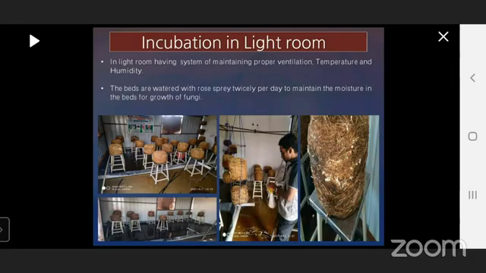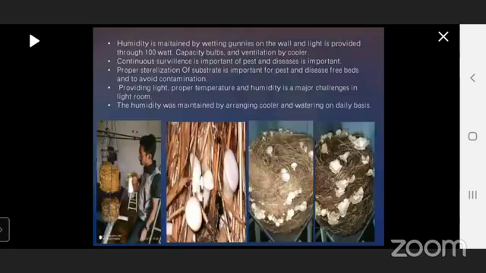Temperature should be near about 25 degrees Celsius or below, which means it requires 20 to 25 degrees Celsius, and humidity should be maintained above 90%. Maintaining humidity is a very critical step, because if we do not maintain the humidity, then the fungus cannot grow for successful mushroom cultivation. We have to maintain the humidity.